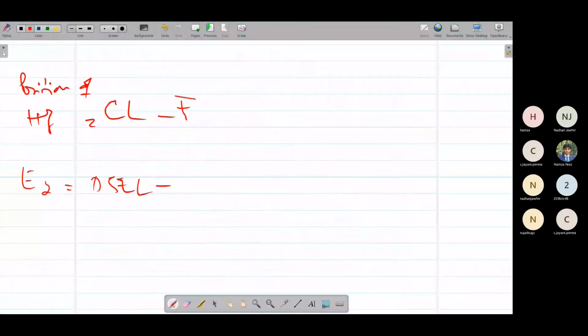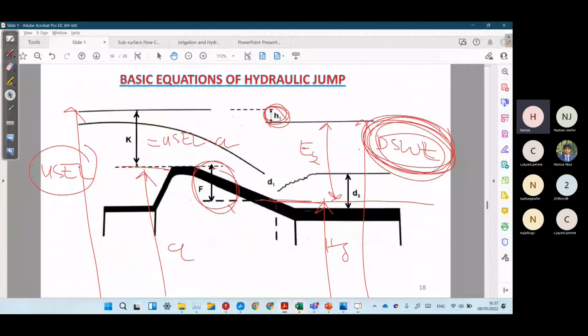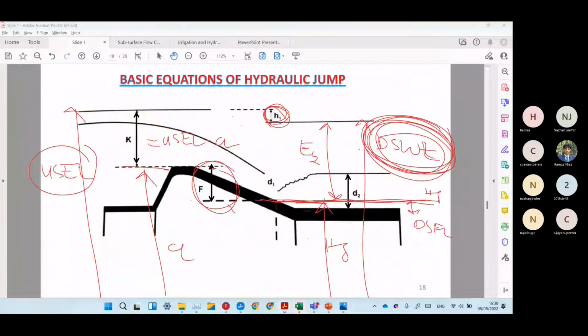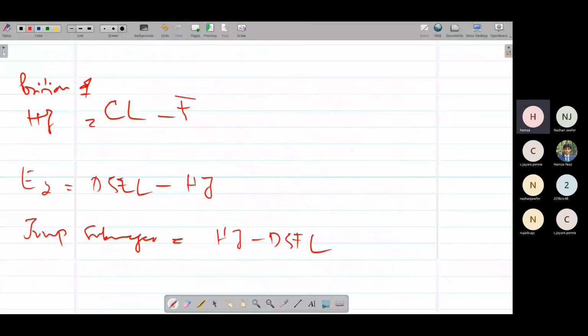So downstream minus hydraulic jump. If we subtract them, we can get this E2 value. And jump submergence, just like before. Jump submergence would be hydraulic jump minus downstream floor level. So we have to calculate how much the jump is submerged. Subtract them and just get this value. All right, so we have to remember these steps.